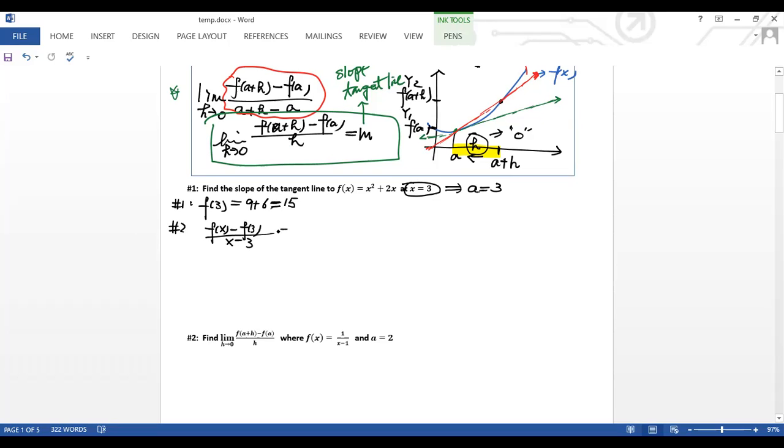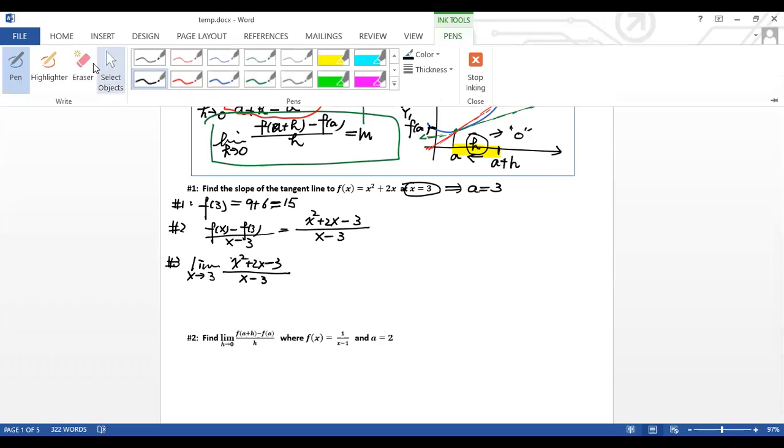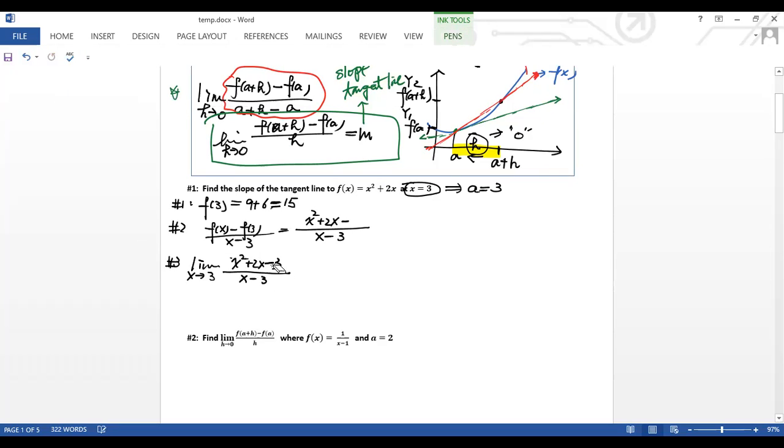Okay, and then now in here, I have x squared plus 2x minus 3, right? Then this is x minus 3, correct? And now step number 3 is to take a limit as x approaches 3 of x squared plus 2x minus 3 over x minus 3. Oh, I'm sorry, this is minus 15. I don't know where I got a minus 3 here. Not careful. Okay, so this is minus 15 minus f of a, right?